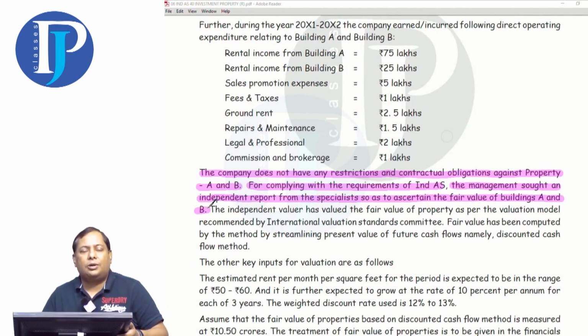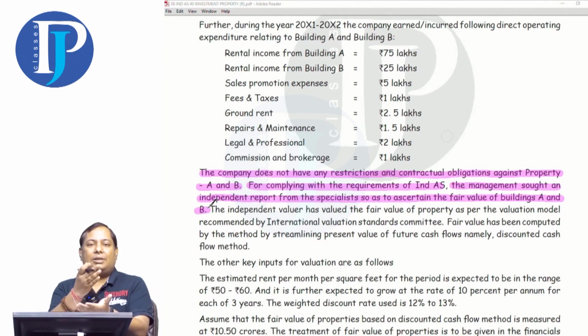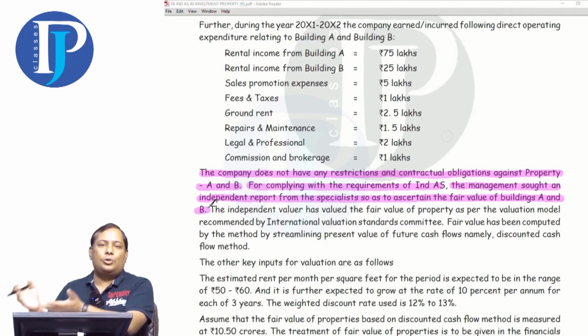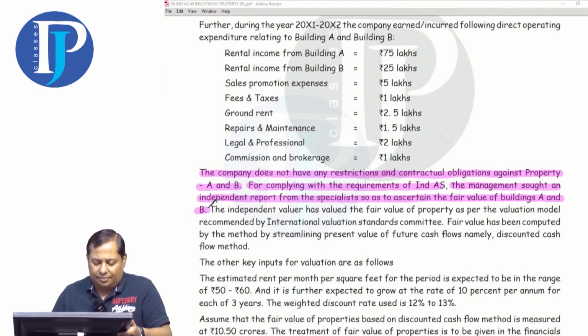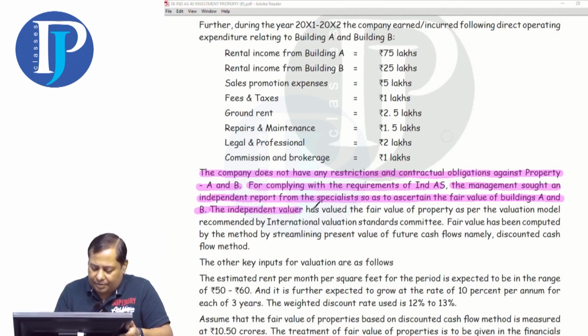They started talking about valuation. Fair valuation. The cost model applies to properties. Even if you have found the fair value, it will go into the notes to accounts and not into the books. The independent valuer. Ind AS 113 also says this, that the valuation should be independent and all inclusive. I've made you write down these points.